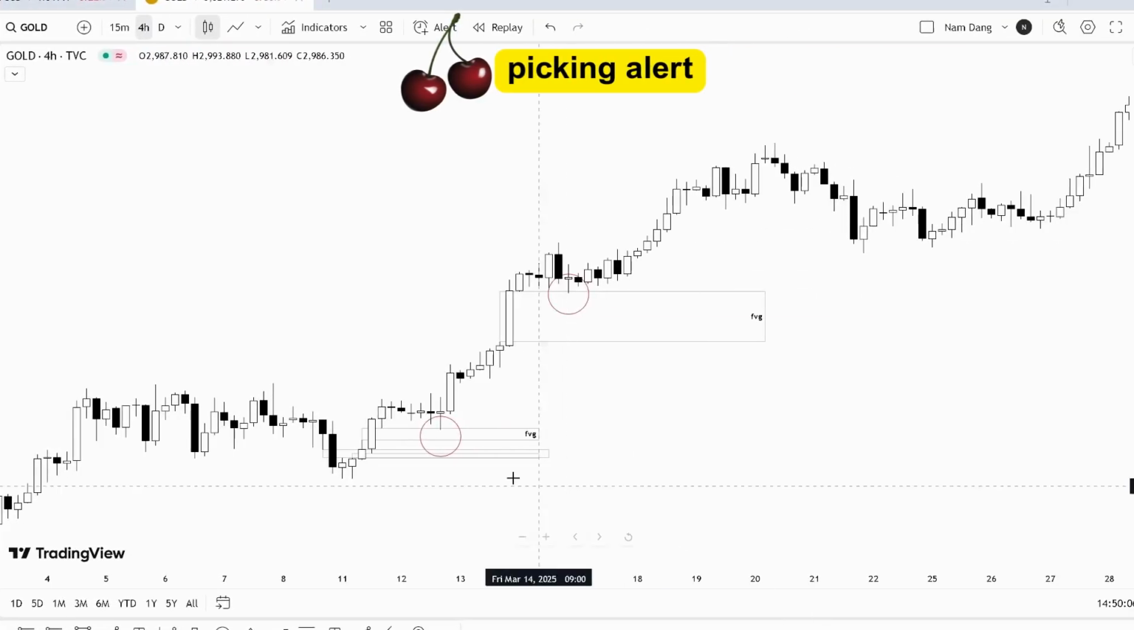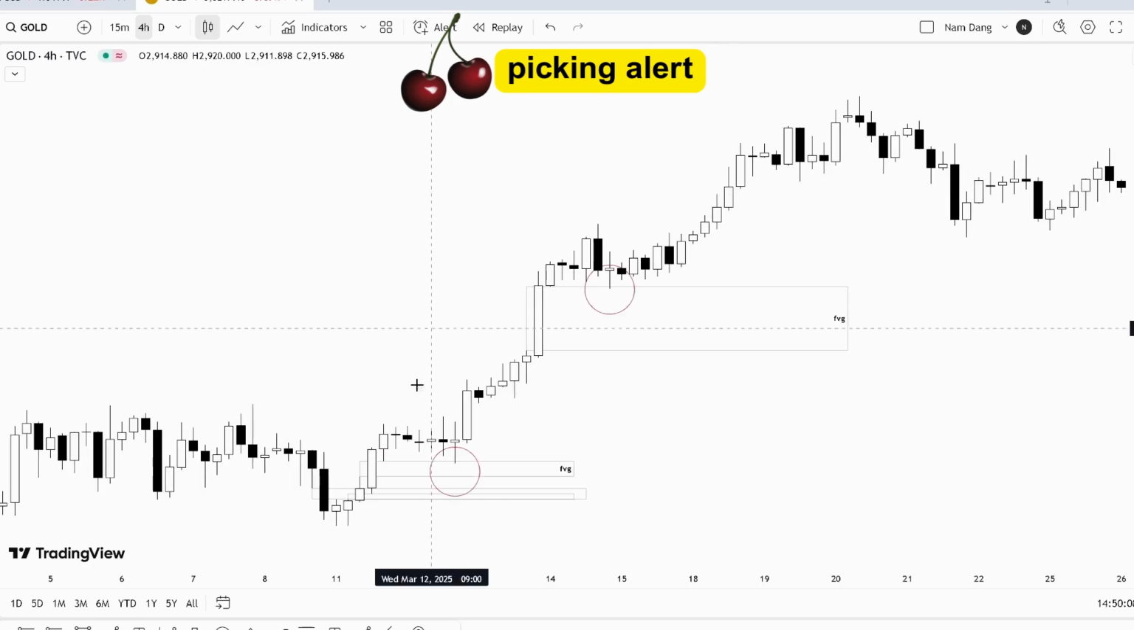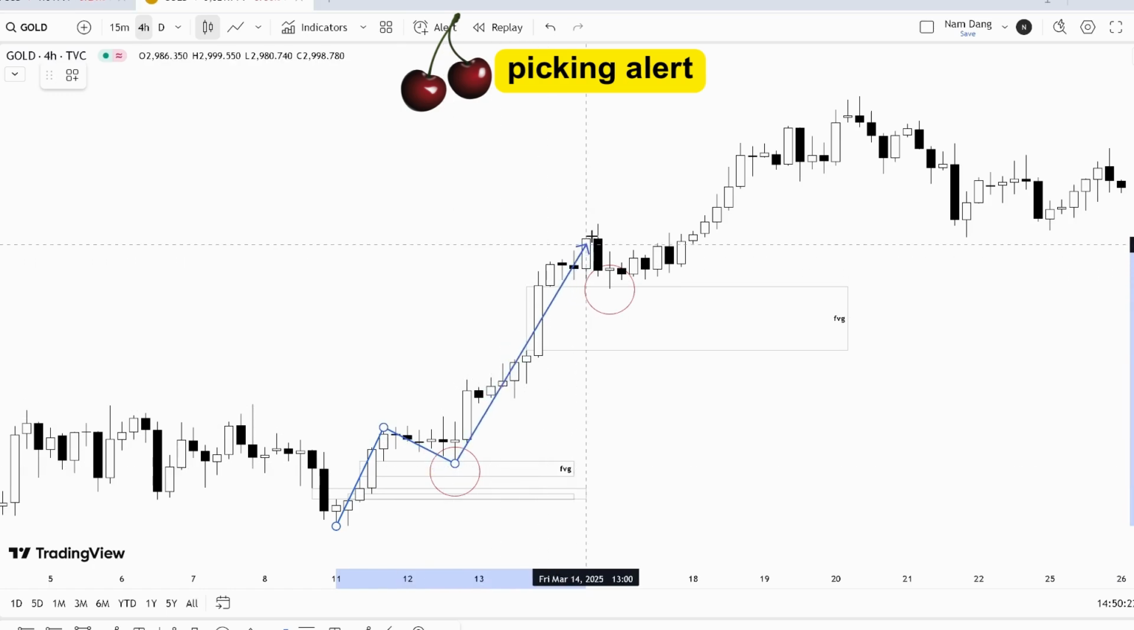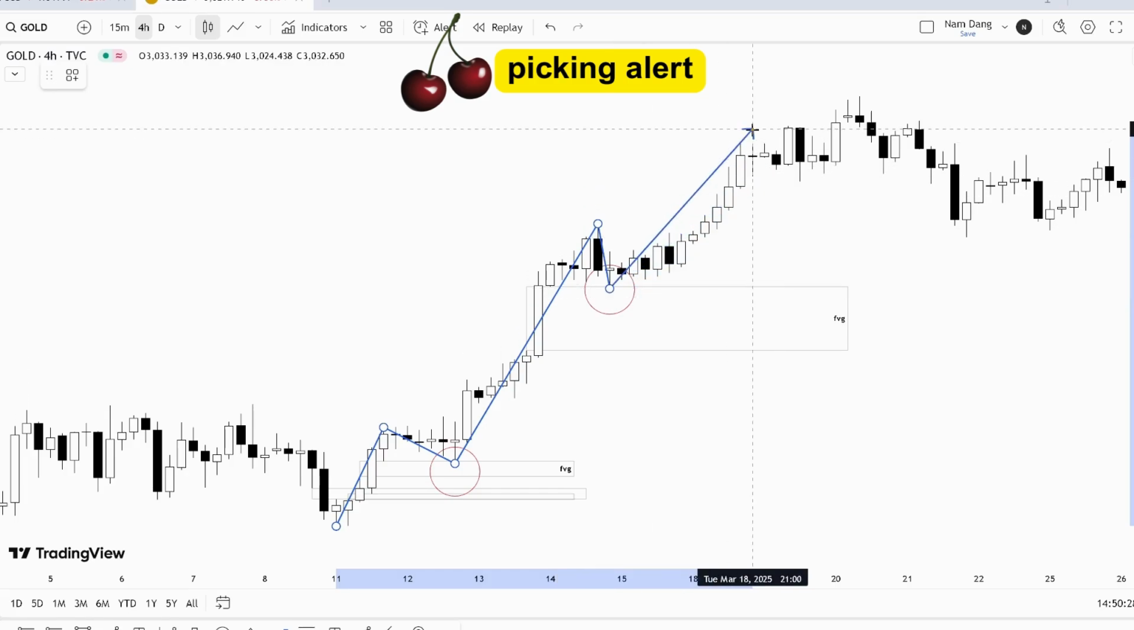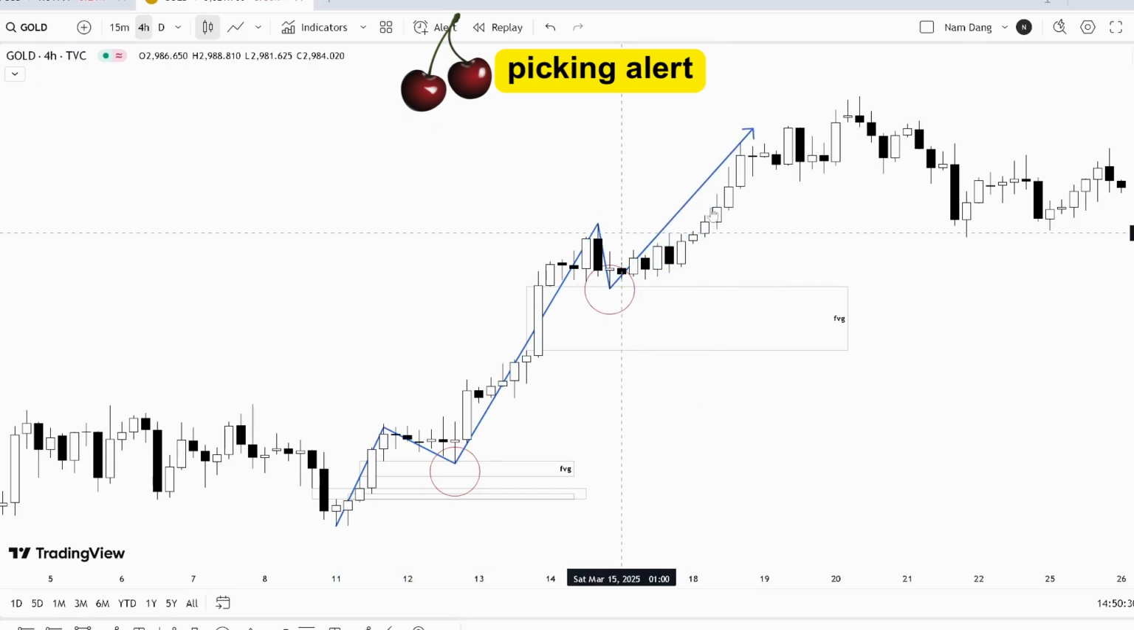Let's walk through a real chart example to see how fair value gaps are used in ICT-based trading. Here we're looking at a XAUUSD H4 chart, and it's clear that the market is in a strong uptrend. As the price pushes upward, it leaves behind multiple fair value gaps, which we've marked on the chart. Notice how the price comes back to revisit some of these fair value gaps, likely to retest them before continuing the bullish move.